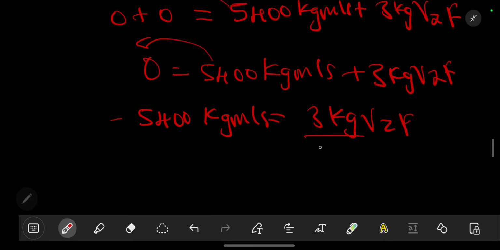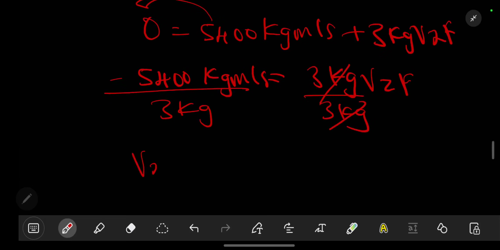So we are now going to divide by 3 kg, so that our v2 final will be equal to, when we divide 5400 by 3, negative 1800. The kg cancel, and we remain with meters per second.